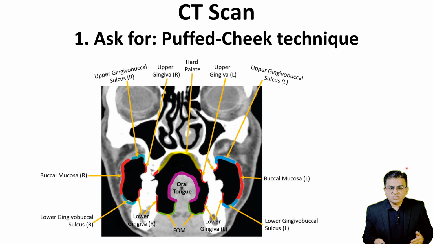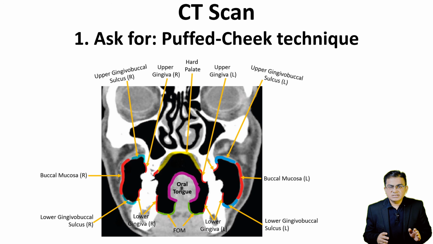You may find it difficult to find out where the tumor has originated from. But with the puffed cheek technique, the air opens up the vestibule very nicely and you can see the mucosal margins very clearly. If there is any small tumor, you will be able to see it better and pinpoint the boundaries of the tumor accurately. So this is the first protocol you will ask your radiology technician to do, even if you have not written it in your radiology request form.